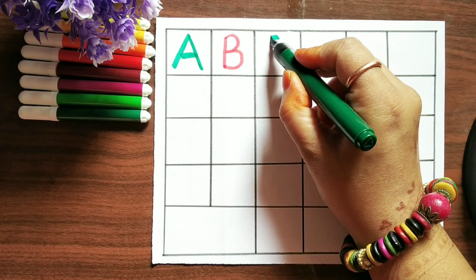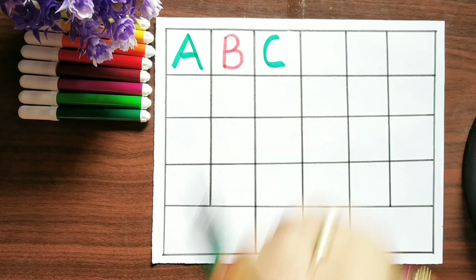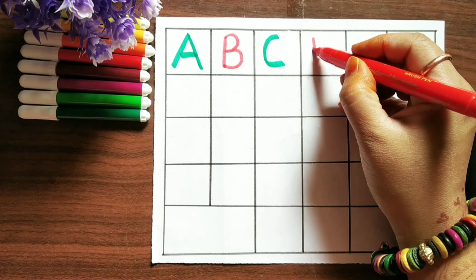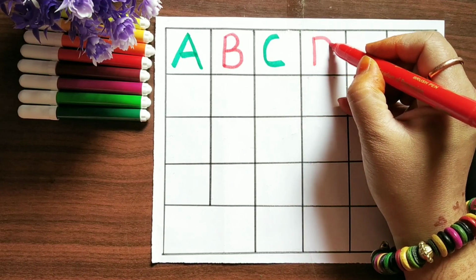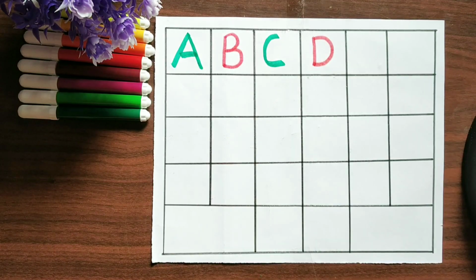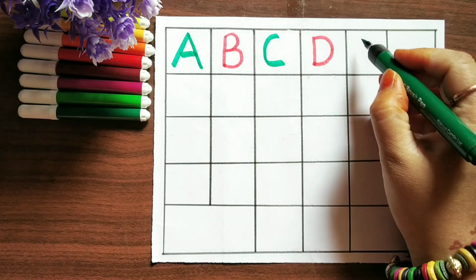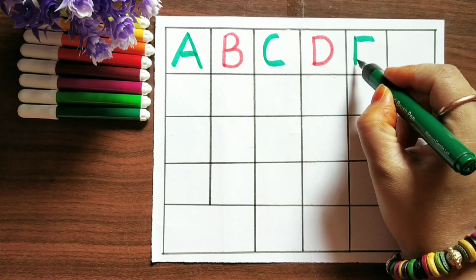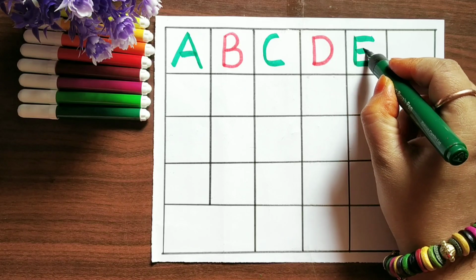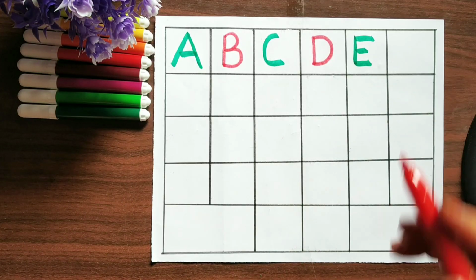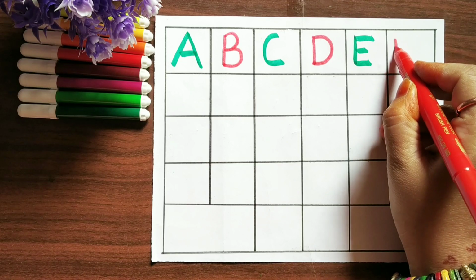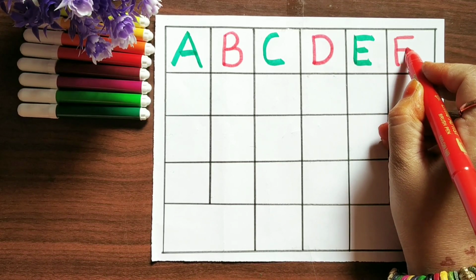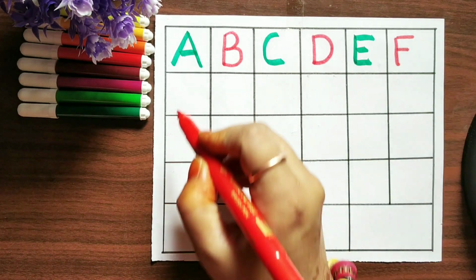Green color, C. C for cat. C for cat. Red color, D. D for duck. D for duck. Green color, E. E for elephant. E for elephant. Red color, F. F for flower. F for flower.